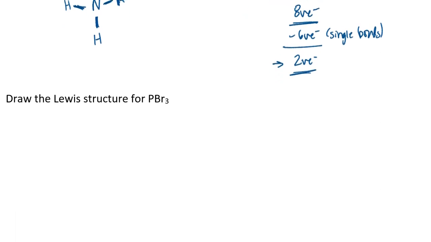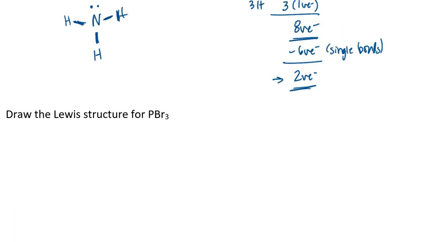Let's try phosphorus tribromide. So like I did the last structure, I'm going to look at the formula carefully. I have 1 phosphorus and 3 bromines. And so since there are fewer phosphorus than bromines, that means the phosphorus is central. Okay, and I'm going to take apart the formula further. Okay, 1 phosphorus, 3 bromines.